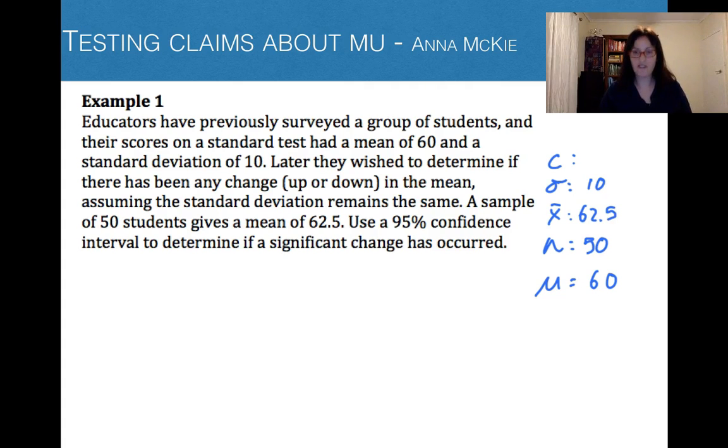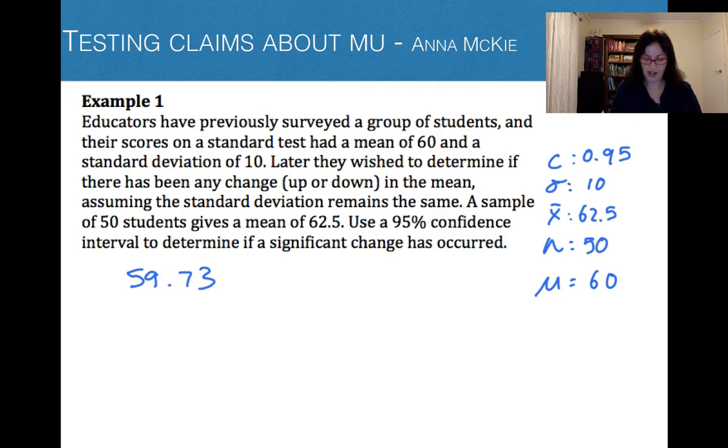Use a 95% confidence interval, so 0.95, to determine if a significant change has occurred. Just as a quick observation, 60 is what it used to be, 62.5 is what it is now. So it looks like it may have increased, but we have to see if this confidence interval contains this mu or sits completely above.